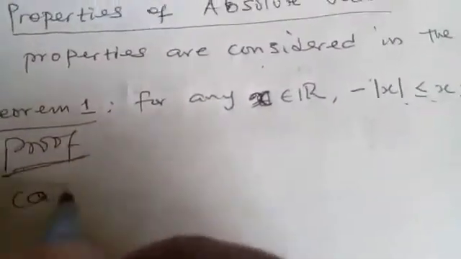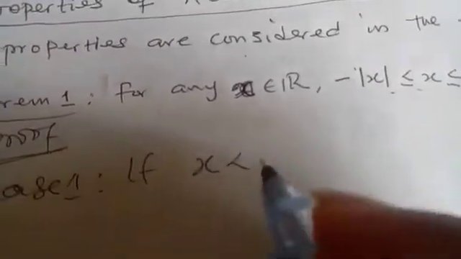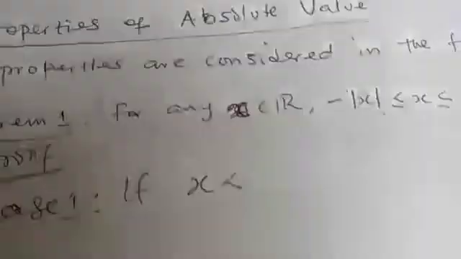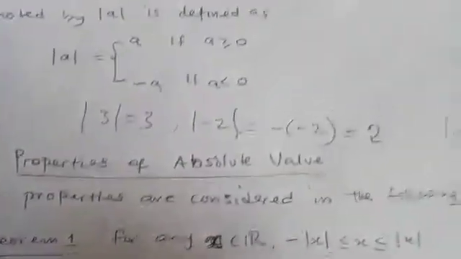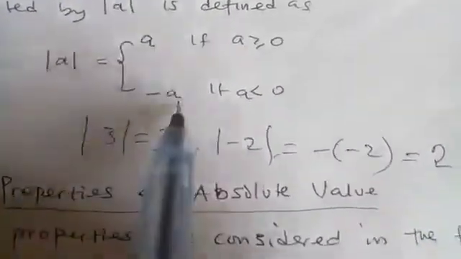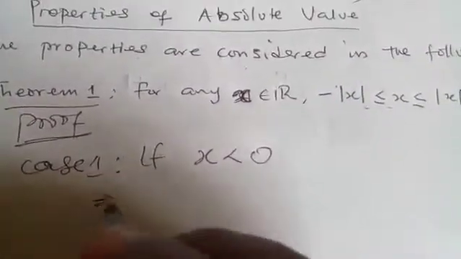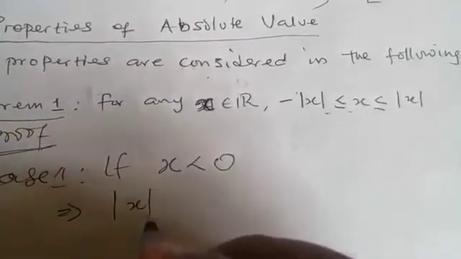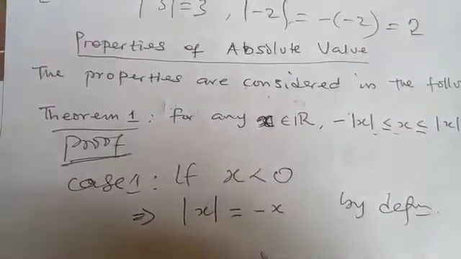For the proof, we consider two cases. Case 1, we consider when x is less than 0. So if x is less than 0, we have said here that if a is less than 0, then the absolute value of a is minus a. That means that if x is less than 0, the absolute value of x will be equal to minus x. That is by definition.